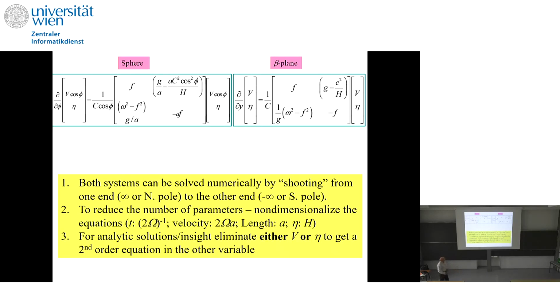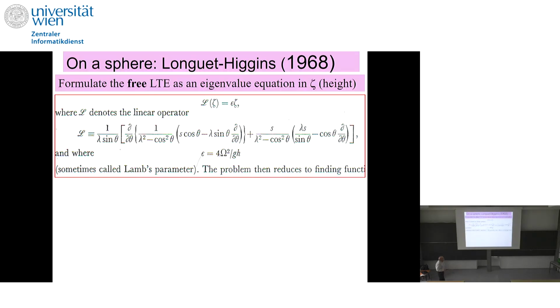But on a sphere, we can either eliminate V or eliminate eta, because both of them have to be regular at the poles. We don't want a solution that explodes at the pole. Okay? So the freedom we have here, despite its massive complexity, is that we can derive two second order equations instead of one, which makes sense to derive here. Okay, so let's continue.